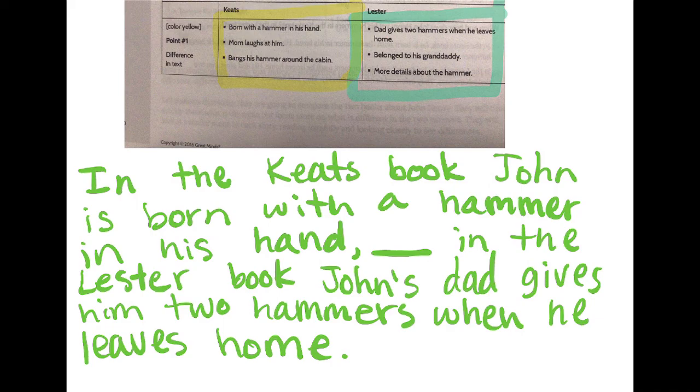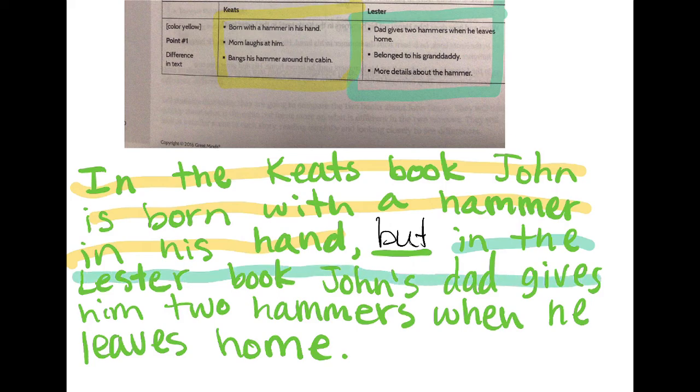What conjunction should we plug in the middle? Good, the conjunction but. So we have in the Keats book, John is born with a hammer in his hand. Sentence number 1. Using comma but to combine with in the Lester book, John's dad gives him 2 hammers when he leaves home. So it's showing that these are 2 different things that happened in 2 different books about the same person. So our conjunction here is but.